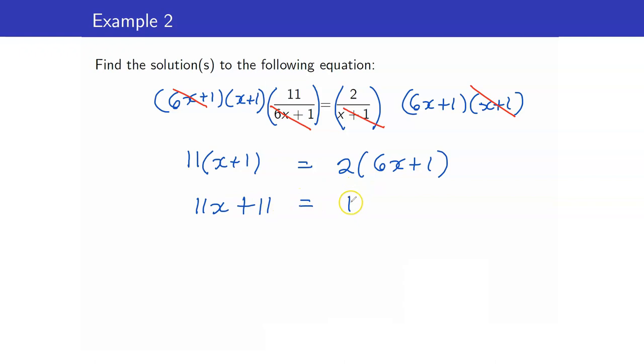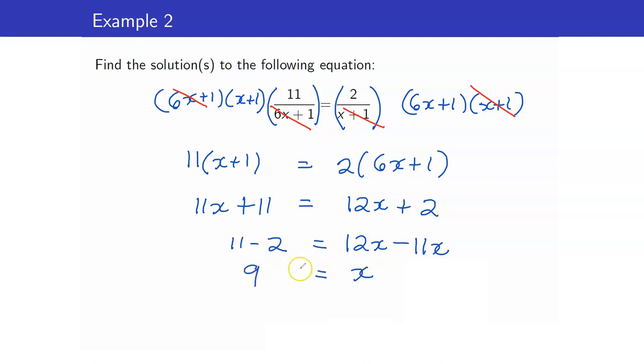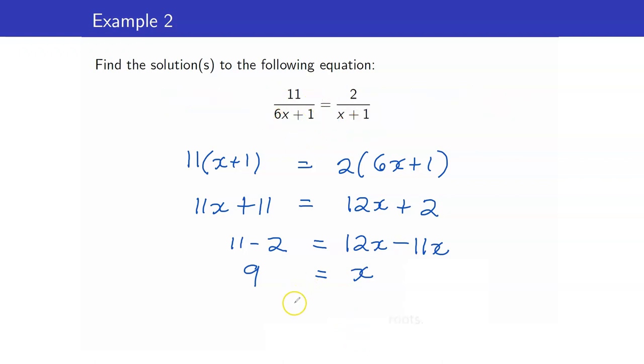This is just a linear equation, so therefore, let me just distribute. 11x plus 11 is equal to 12x plus 2. Let us now put all the x on this side. We have 12x minus 11x is equal to 11 minus 2. Therefore, we get that x is equal to 9. Do not forget our last step, which is to check that the denominator is not equal to 0. This is your original expression. If x is equal to 9, we have 9 times 6, 54 plus 1 is not equal to 0. If x is equal to 9, it's not going to be 0.